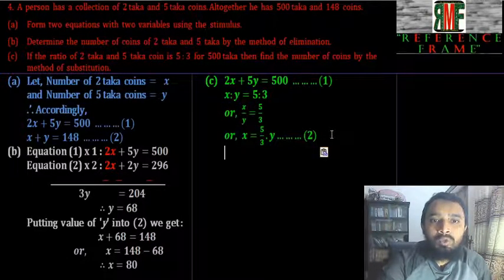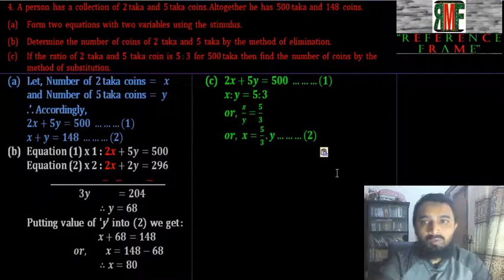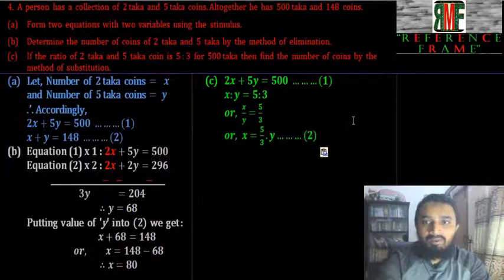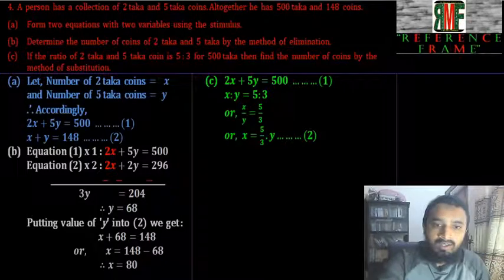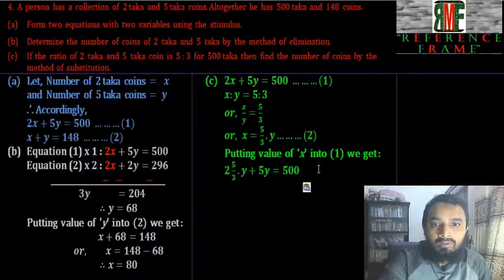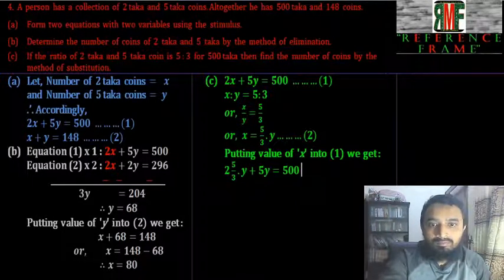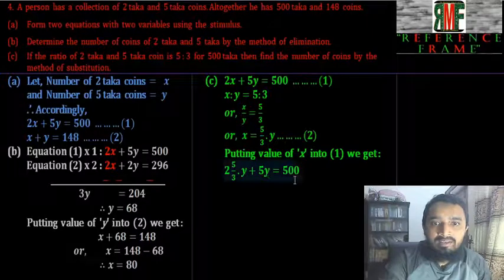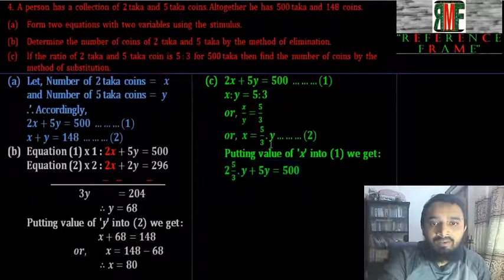Now all we need to do is find out the value of y and x. So if we put down this value of x into equation 1, then we will get the value of y. So let's put it into equation 1, and by putting it down, look, we have a situation like this. Okay, as you can see here, 5/3 into y, this is basically the value of x.